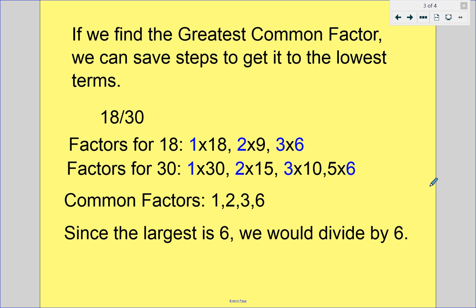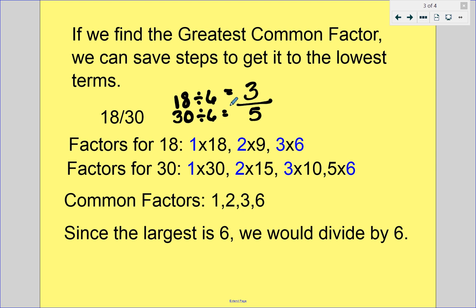So I figure out my factors, and I see which ones they have in common. They have 1, 2, 3, and 6 in common. Since 6 is the largest, we would divide by 6. So we're going to take our 18 and divide it by 6, and that's going to give us 3. I take my 30 and divide it by 6, and I'm going to get 5.